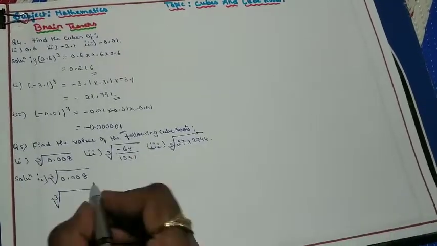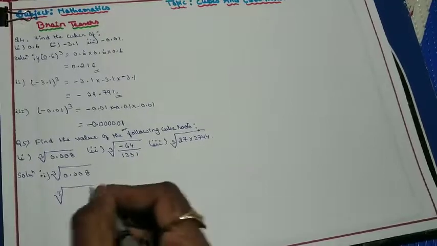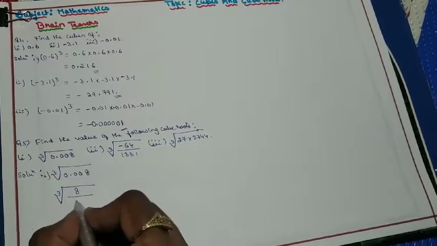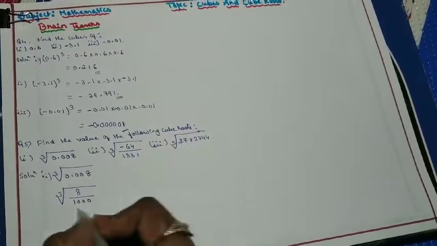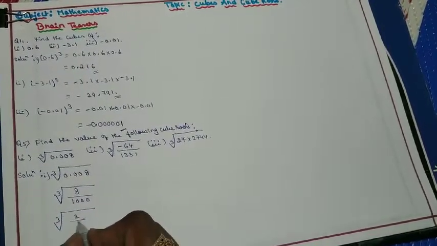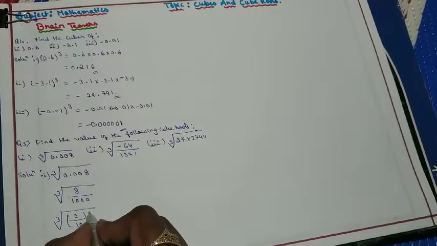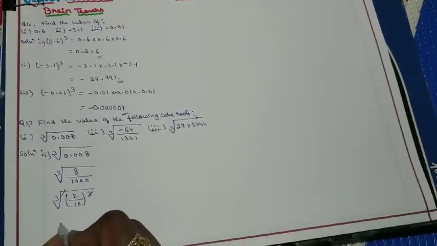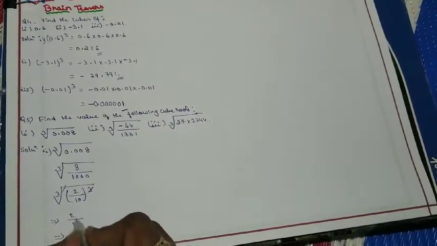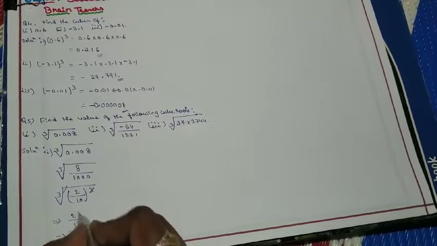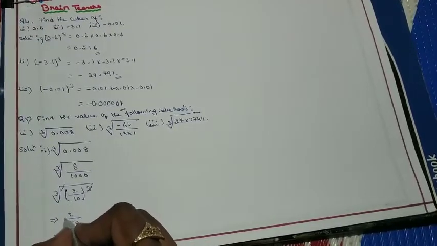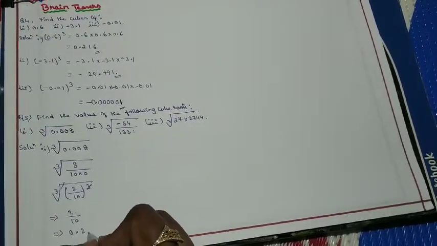Here 0.008, this decimal I'll convert into a rational number, so I can write it as 8 by 1000, since after the decimal point we have 3 digits, so 3 zeros. And we know that 8 is a perfect cube of 2 and 1000 is a perfect cube of 10, so 2 by 10 whole cube. Then cube and cube root get cancelled. Then we'll get 2 by 10 as the answer. Convert 2 by 10 into decimal, children. Don't go for cancellation. Just shift the point. In a whole number the decimal point is at the end of the number. Since we have 1 0, the point will shift after 1 digit. So 0.2 is the answer.